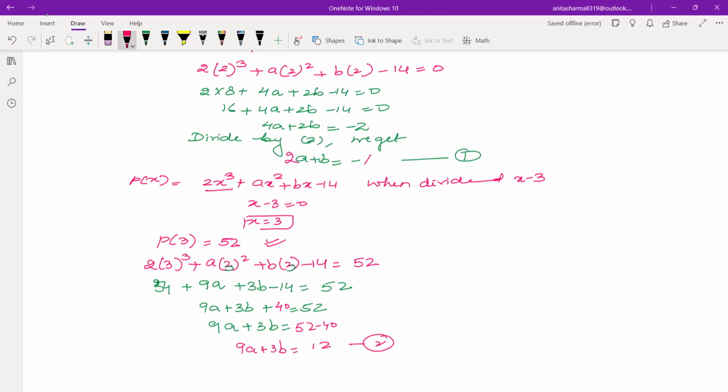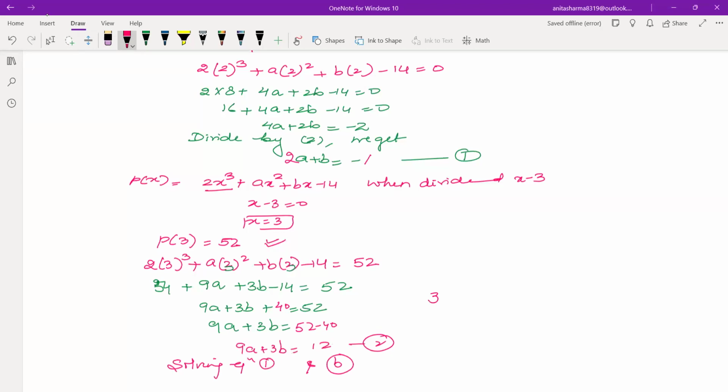Now easily you can solve equation 1 and 2. We can divide it by 3, right? Yes, you can divide, then it will be A plus B is equal to 4. This will be your second equation. Now you can solve. 2A plus B will be equal to -1 and 3A plus B is equal to 4.